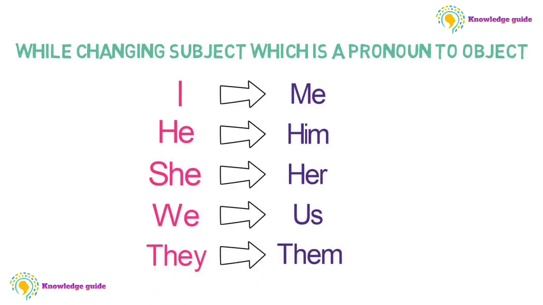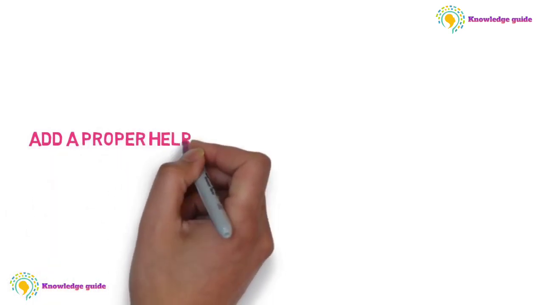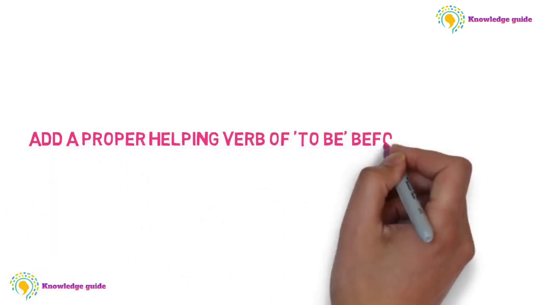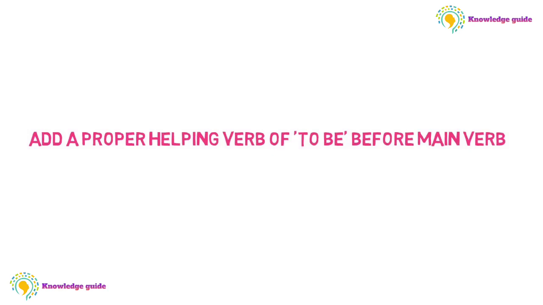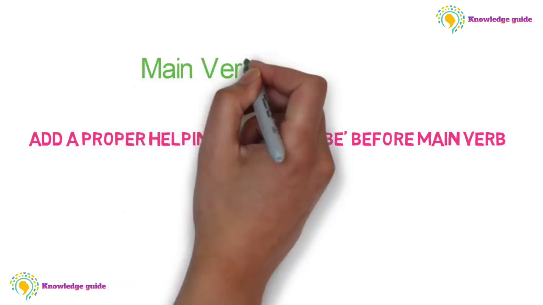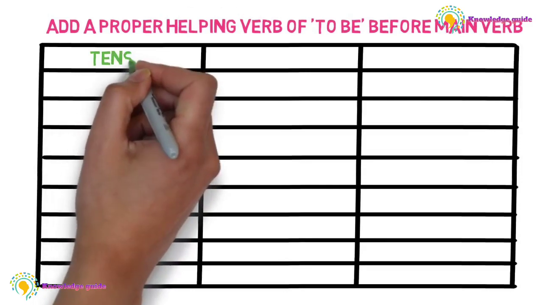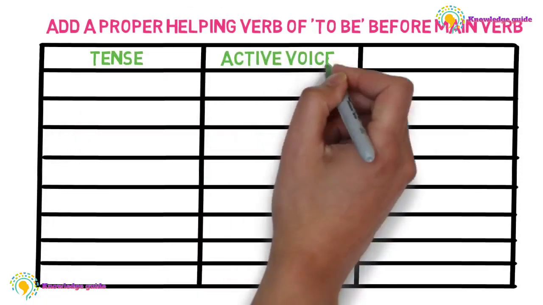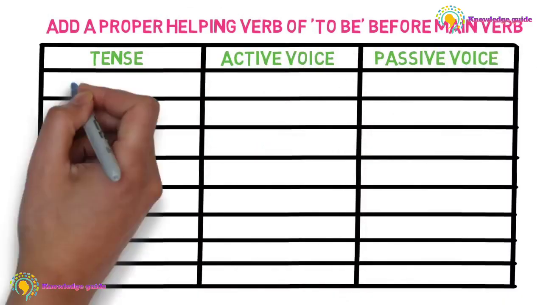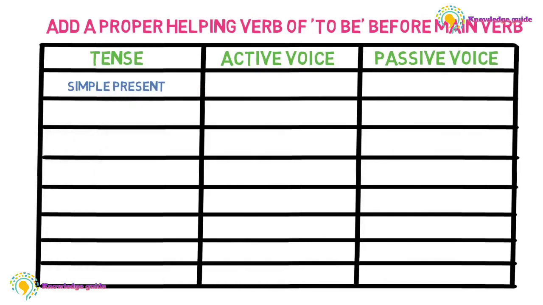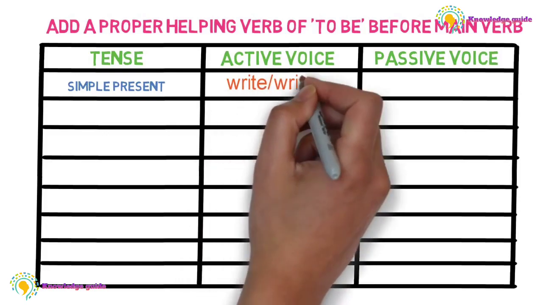Please remember them properly. Secondly, we need to add the proper helping verb of to be before the main verb. But this helping verb is decided based on the tenses. Now let's look at the different types of helping verbs as per the tenses one by one that we need to learn. In simple present, in the active voice, first we have for singular write or writes.